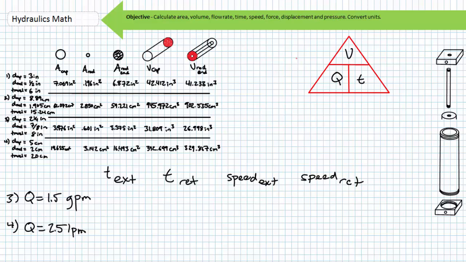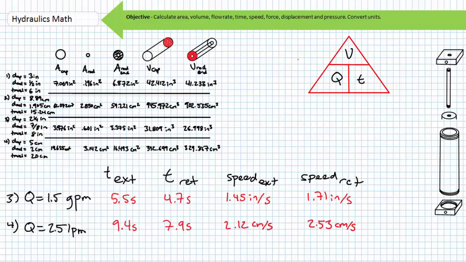I won't go into great detail about these calculations since the steps are exactly the same as our previous illustrated example problem. The third illustrated example problem should have an extension time of approximately 5.5 seconds, a retraction time of 4.7 seconds, an extension speed of 1.45 inches per second, and a retraction speed of 1.71 inches per second. Our fourth example problem should have an extension time of approximately 9.4 seconds, a retraction time of 7.9 seconds, an extension speed of 2.12 centimeters per second, and a retraction speed of approximately 2.53 centimeters per second.